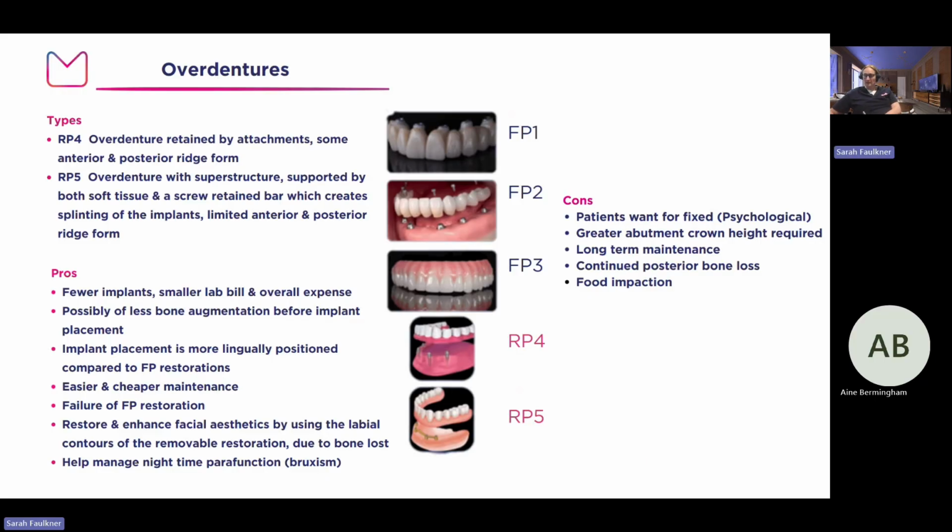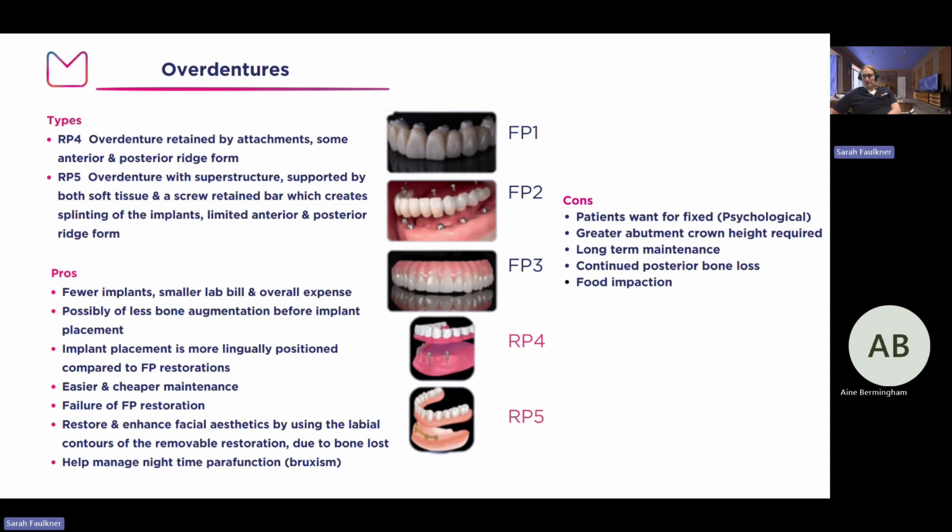So basically flat. So what are the pros for overdentures? Why do we go for the overdenture? So a lot of the time you can place fewer implants. That leads on to a smaller lab bill and overall expense. Quite often as well, less bone surgery is needed before or during the actual placement, so less invasive. Implant placement can be more lingually positioned compared to if you were doing an FP restoration. So therefore, again, saving expense, surgery, and complexities as well. So that's also to be considered.